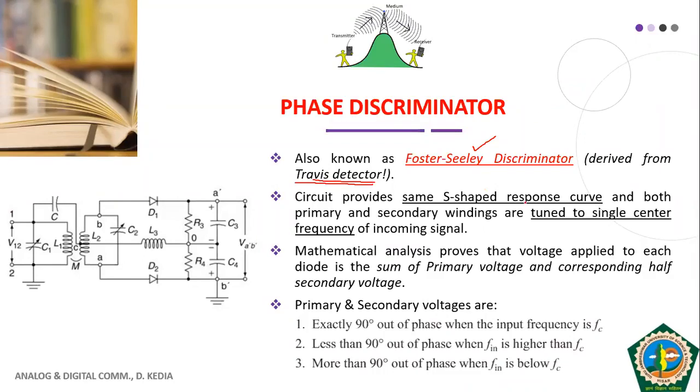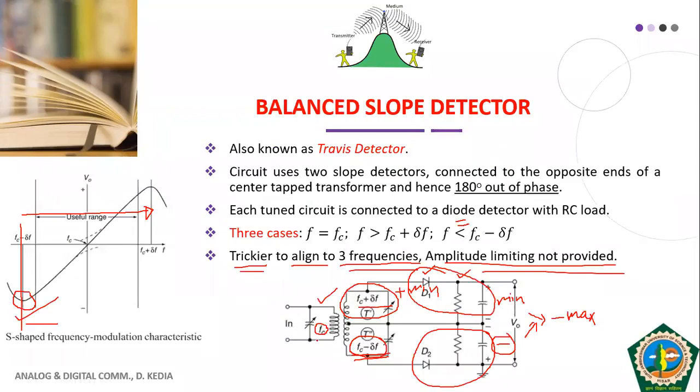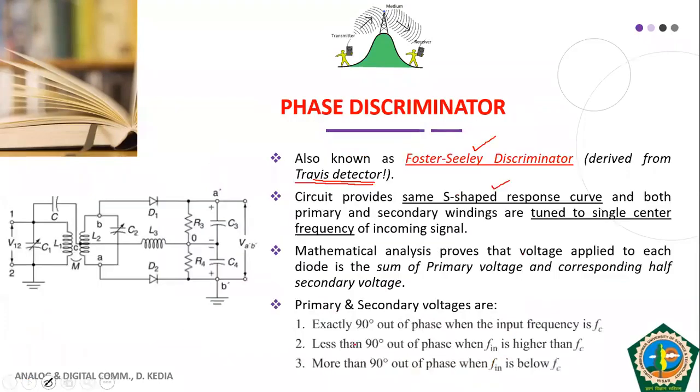As I told you, this circuit provides us the same S-shaped response curve as we saw in the Travis detector. Obviously, since we have an S-shaped response curve, we have a large linearity range. Now, what is the change from the previous circuit? If you remember, I had told you that in the previous circuit my primary and secondaries together needed to be aligned to 3 frequencies, which was a difficult task. So in our phase discriminator circuit, or Foster-Seeley discriminator, we are removing that limitation.